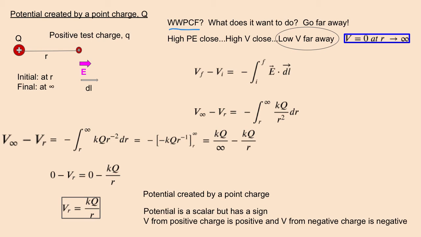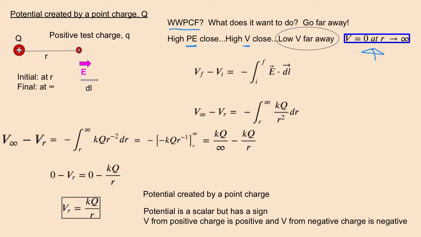So we know that it has a high potential energy when it's close, right? And it's a positive charge, so a high potential energy means it's a high potential. And as you can probably imagine, the further away you get, the lower your potential gets, due to the point charge Q. So this in the blue box, my gosh, I'm really into these blue boxes today. So V equals 0 as r goes to infinity.